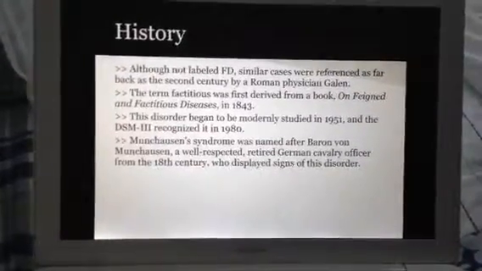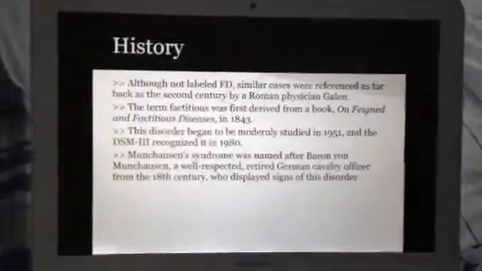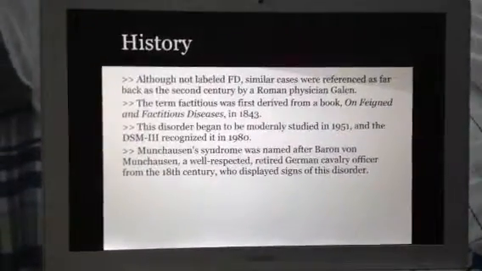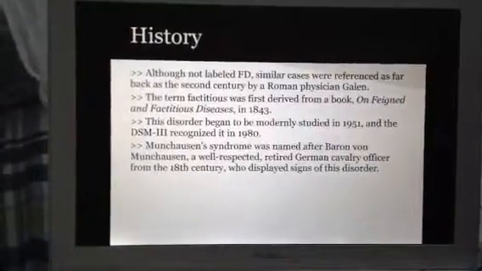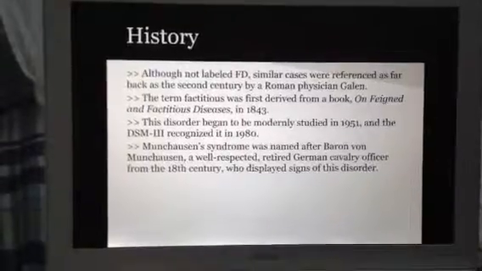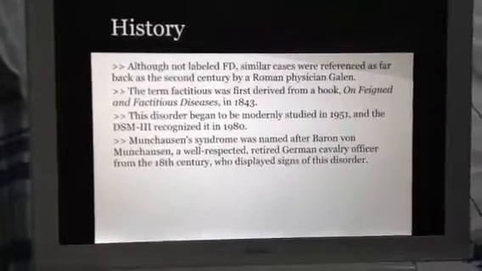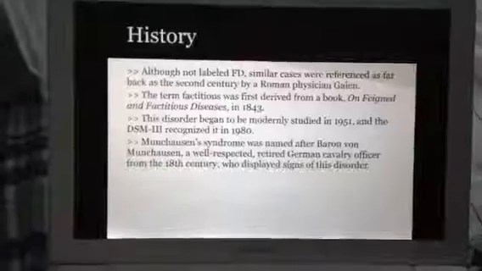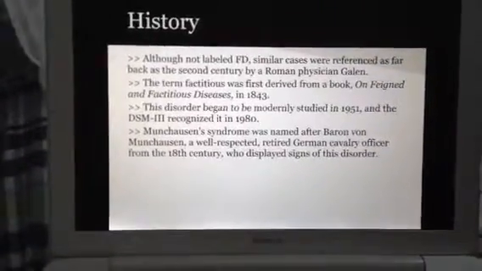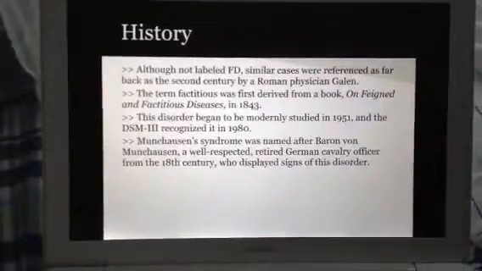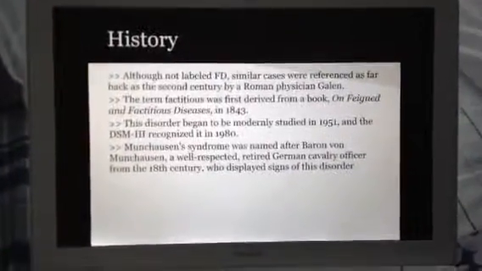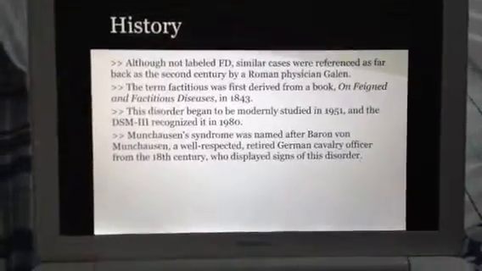The history of this diagnosis, well, it hasn't been diagnosed until about the late 1950s, but there were similar cases discussed all the way back in the 1800s, just not labeled factitious disorder. There was a book that first derived the term factitious in 1843, and by 1980, the term was finally recognized by the DSM-3. Munchausen syndrome, which I'll talk about later, was named after a well-respected German officer from the 18th century who displayed signs of this disorder and somebody later wrote a small story about it.